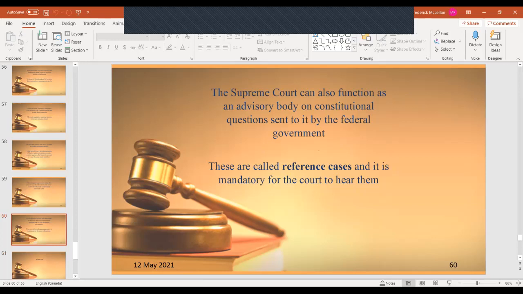The Supreme Court can also act as an advisory body on constitutional issues sent to it by the federal government. Those are called reference cases. They very rarely happen, but if there's a really, really important issue to be heard, then the federal government will send it to the court for an interpretation. The last one that was sent to the court was on the right of Quebec to separate from Canada.